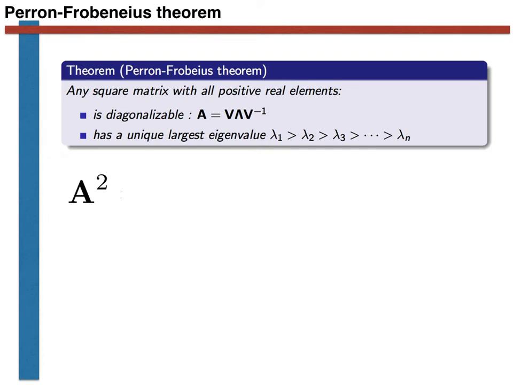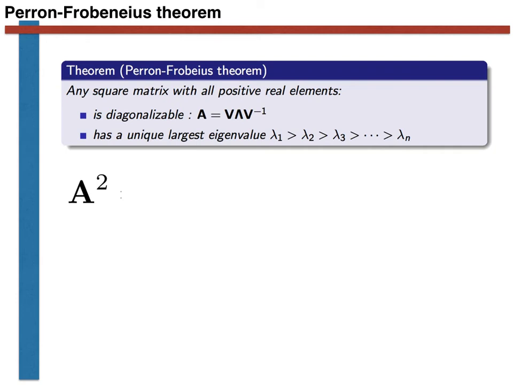We now have all the pieces we need to exploit the Perron-Frobenius theorem to show that an ergodic Markov chain has a stationary distribution. The first step in doing so involves us remembering the Chapman-Kolmogorov relation, which tells us that we can calculate the two-step transition probability matrix by squaring the one-step transition probability matrix. Here I've called this one-step transition probability matrix capital A.